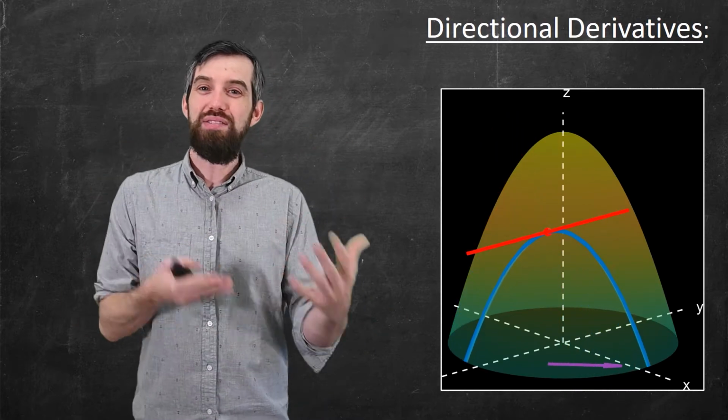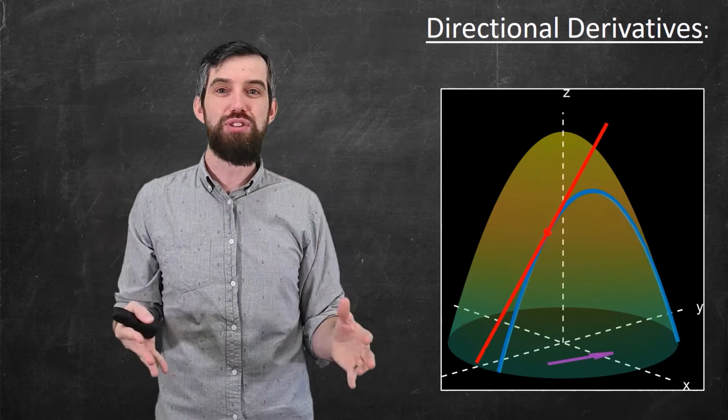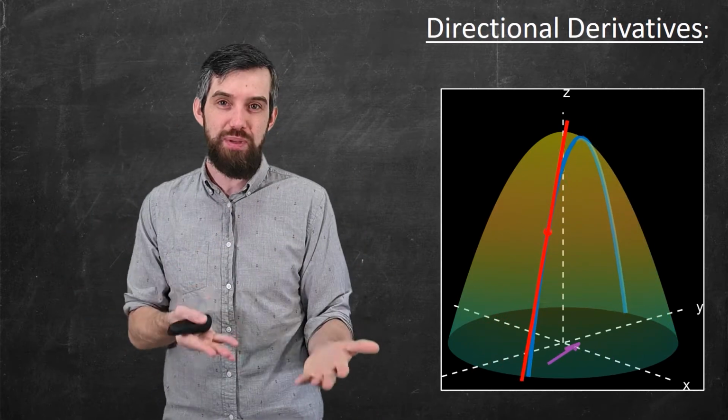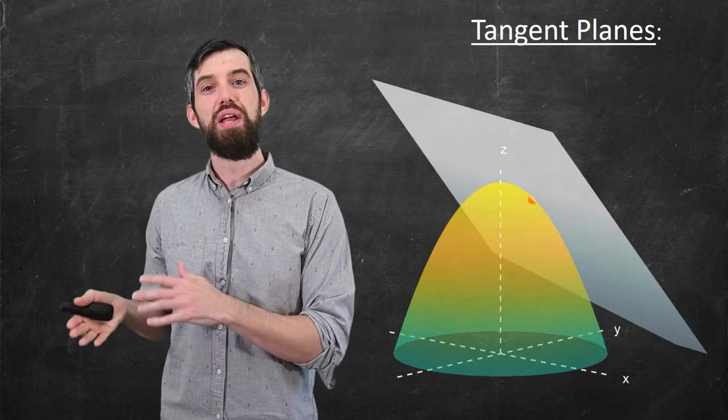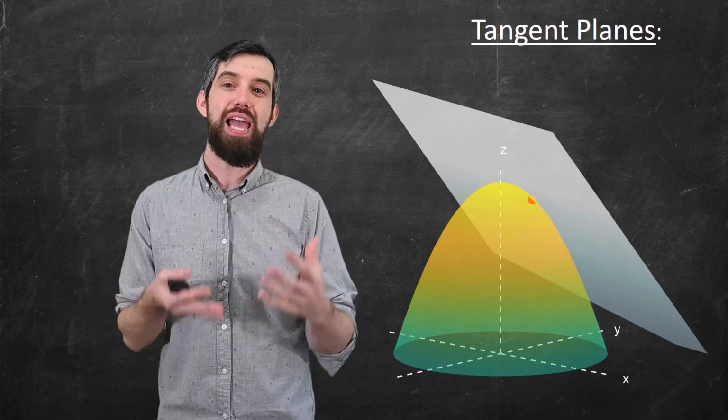And it really gives this nice picture that if I'm climbing a mountain and I'm heading in some direction, I can ask how steep is the mountain in that particular direction. All these different derivatives, we're going to find a way to combine into something called a tangent plane.